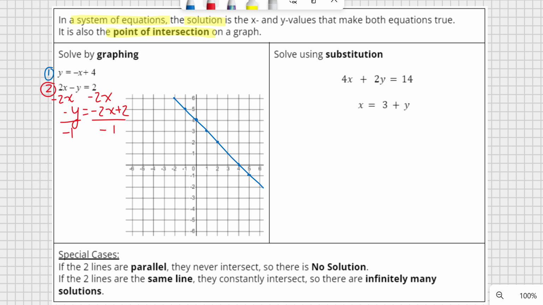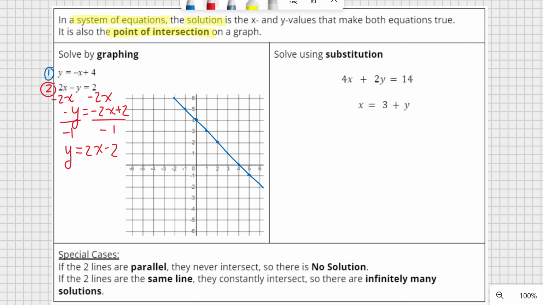Keep it balanced. Do the same thing to both sides. So then on the left, I have positive y is equal to negative 2x divided by negative 1. The two negatives will cancel out, so I'm left with positive 2x. And then positive 2 divided by negative 1 is negative 2. Now I've rearranged the equation into slope-intercept form. I know that the slope is going to be positive 2, and the y-intercept is going to be negative 2.